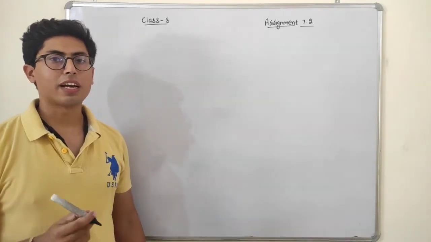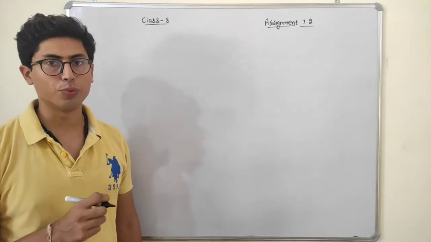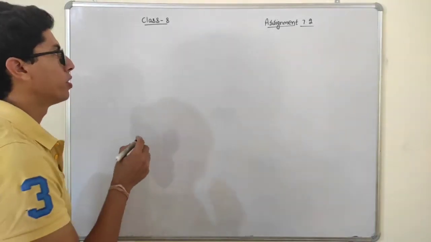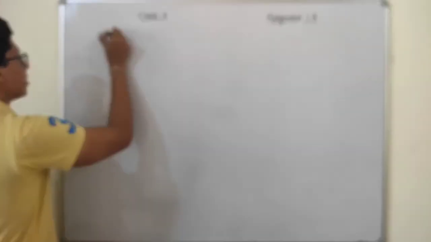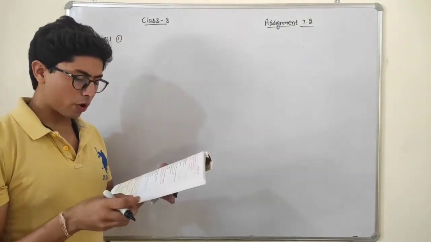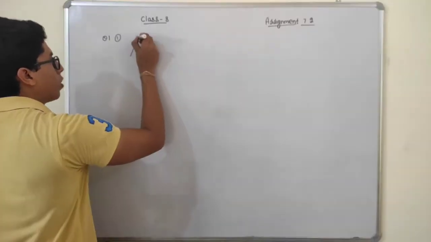Students, in today's class, we're going to discuss the next assignment, that is assignment 7.2. Okay, so question number one, first part is, students, see, two adjacent sides of a parallelogram are 3 cm and 4 cm respectively. A parallelogram is given.